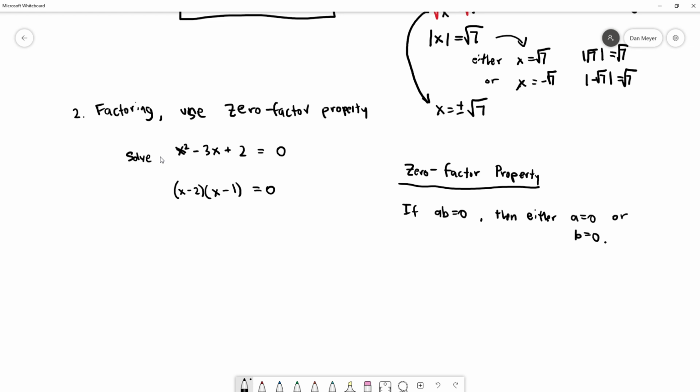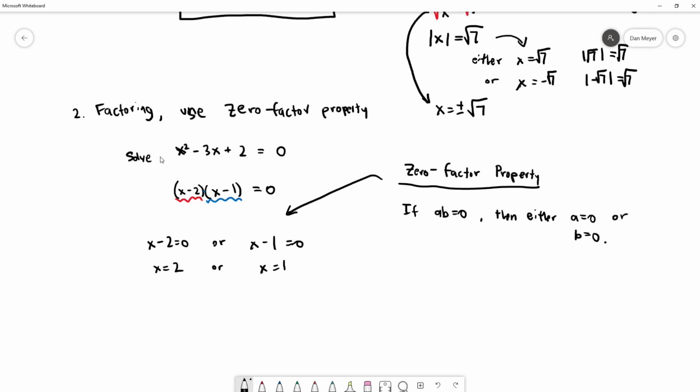Now the zero factor property in the context of this means I've got two numbers being multiplied together, and they give me 0, so one of those numbers has to be 0. Either x minus 2 is 0 or x minus 1 is 0. And now we've got two linear equations to solve. x is equal to 2 or x is equal to 1. So that's the motivation or the foundation for the strategy of factoring to find solutions.